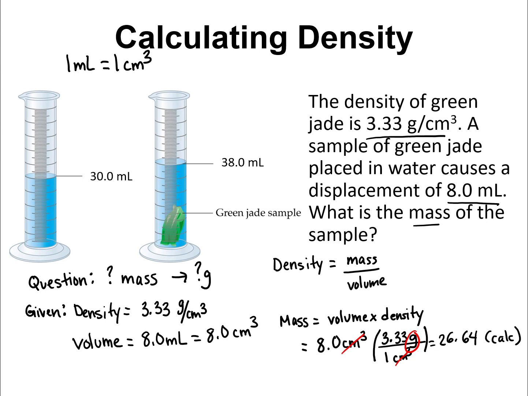But how many sig figs can we have? Look at the information we have. Density, that's got 3 sig figs. But our volume only has 2. So we have to use 2 sig figs. The 6 would be the second sig fig there. So we've got to use the 6 next to it to round.